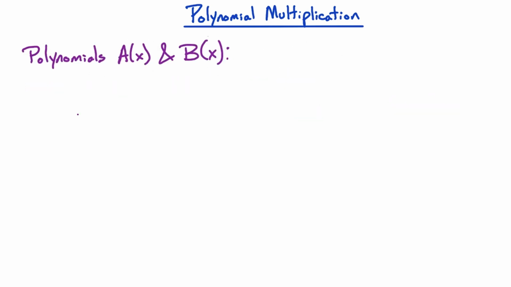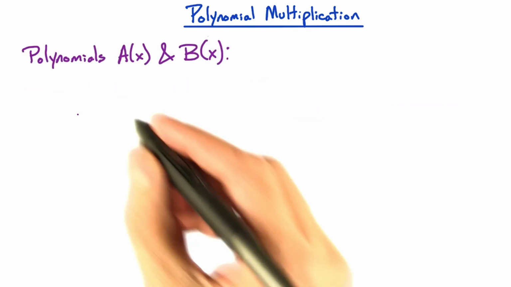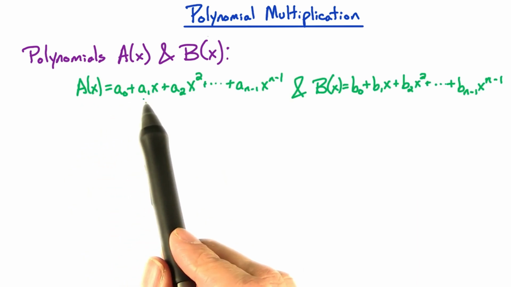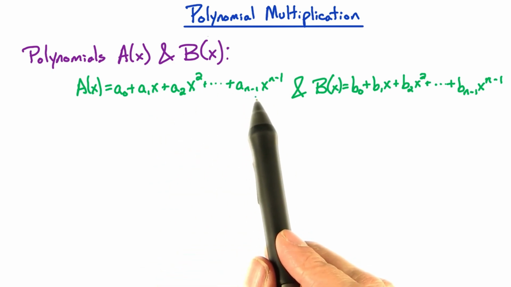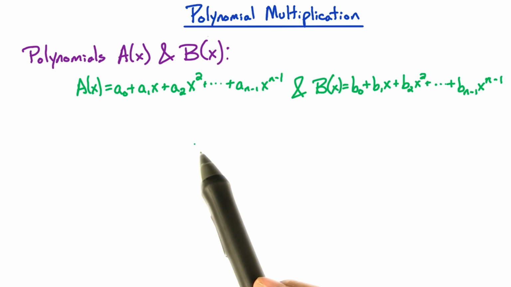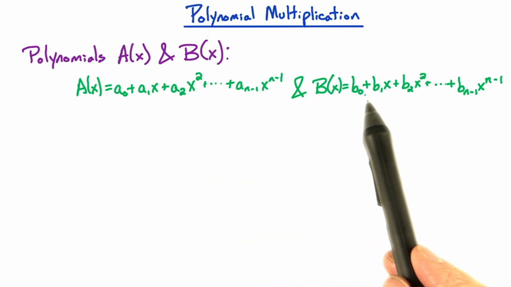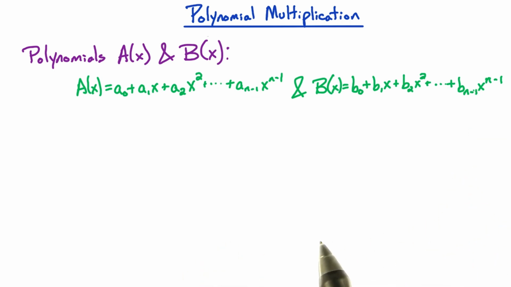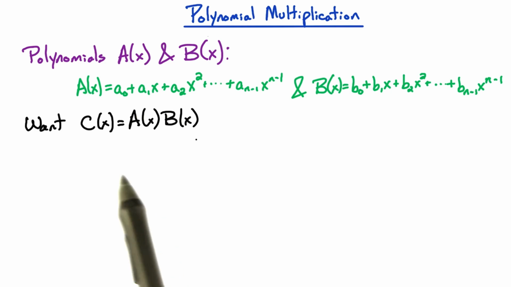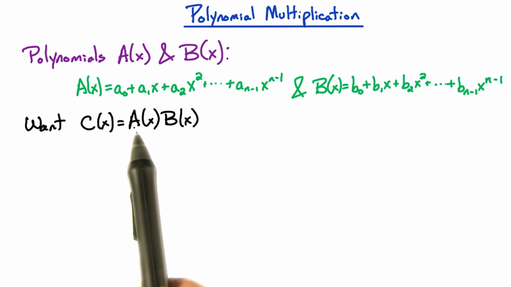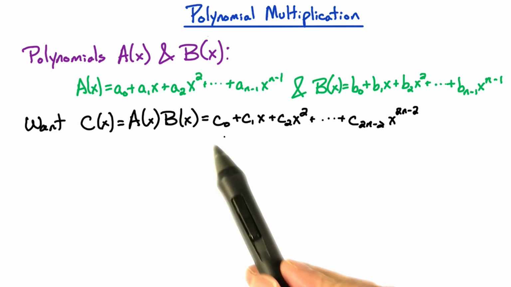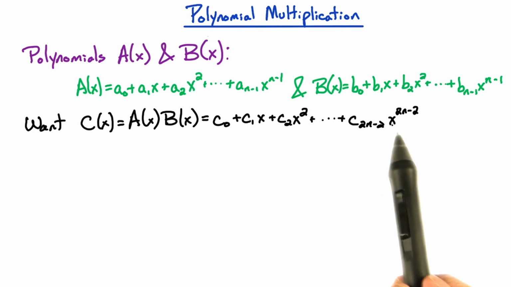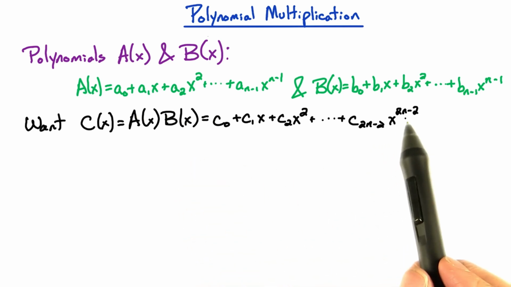So here's the setup. We have a pair of polynomials a of x and b of x. For the polynomial a of x, we'll denote its coefficients as a0, a1, a2, up to an minus 1. So it's of degree at most n minus 1. And for b of x, we'll denote its coefficients as b0, b1, up to bn minus 1. And it also is of degree at most n minus 1. Our goal is to compute the product polynomial, c of x, which is a of x times b of x. And the coefficients of c of x we'll denote as c0, c1, up to c2n minus 2, since the degree of c of x is at most 2n minus 2.